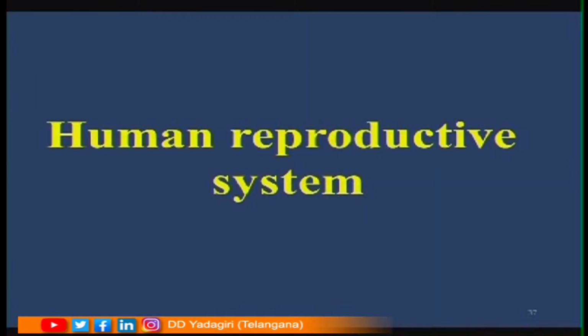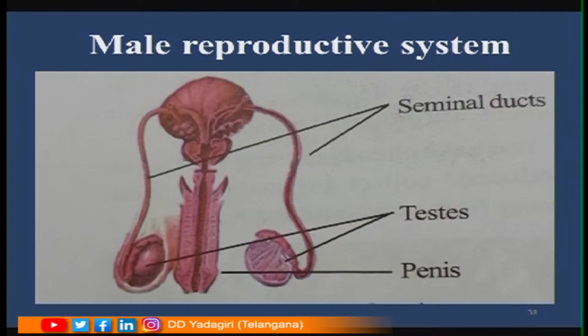Now, before going to see about the human reproductive system, let us first discuss the reproductive organs. So, here let us see the male reproductive system. In human beings, the male reproductive system consists of a pair of testes which has seminal ducts, and these ducts open outside with the help of a penis. Where is this located? It is located in the lower abdominal region. Now these testes, they are oval and they produce sperms.